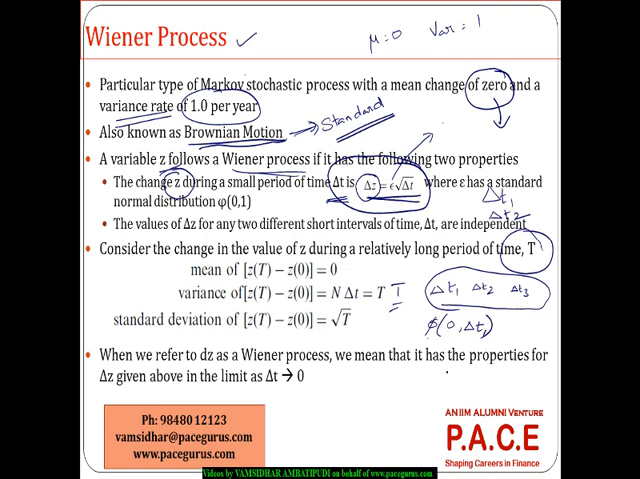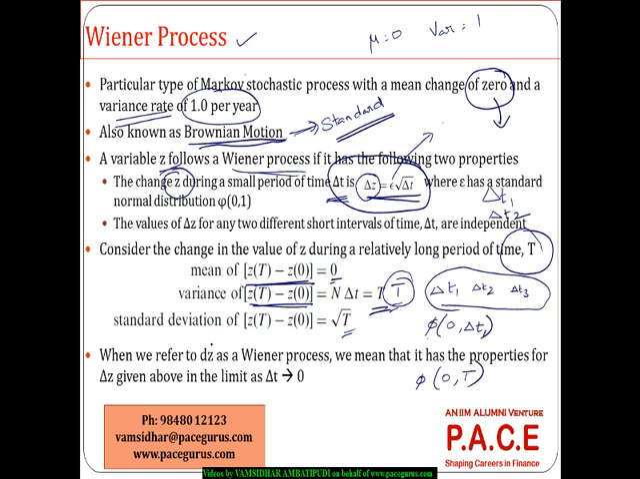Now if I have to add all of them, because I want it for a period of t, it follows a normal distribution with a mean of 0 and variance delta t1 plus delta t2 plus delta t3, which becomes almost t. So the variance of the change from the t-th period to the 0th period is t. The mean of the change from the t-th period to the 0th period is 0. So the standard deviation is the square root of t.